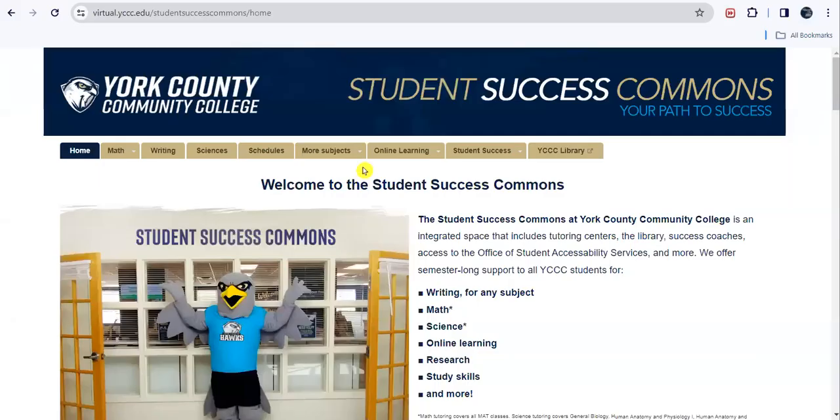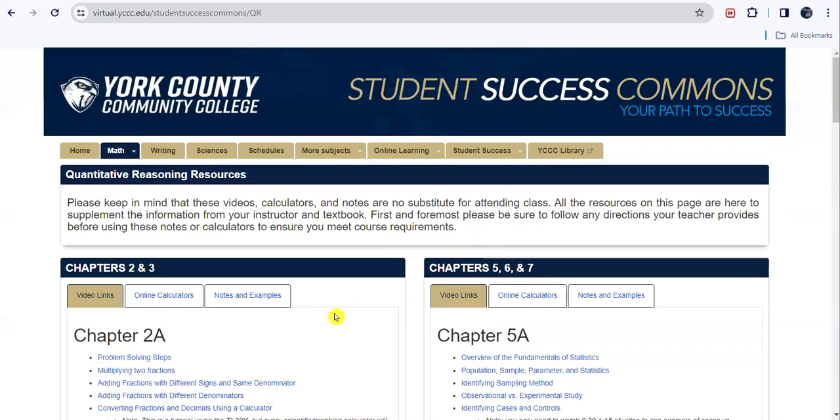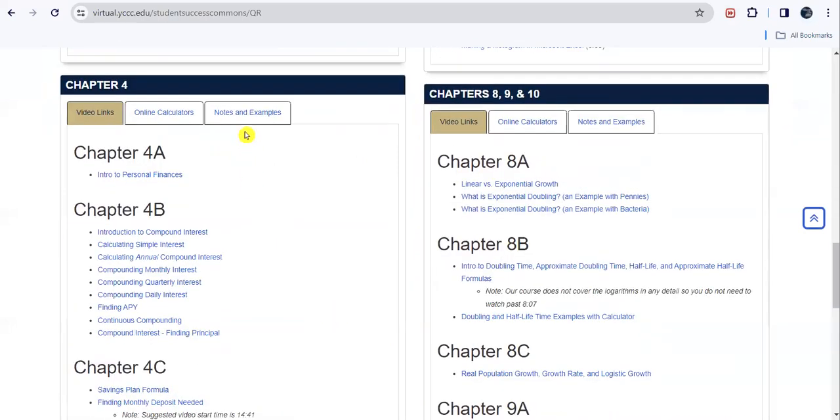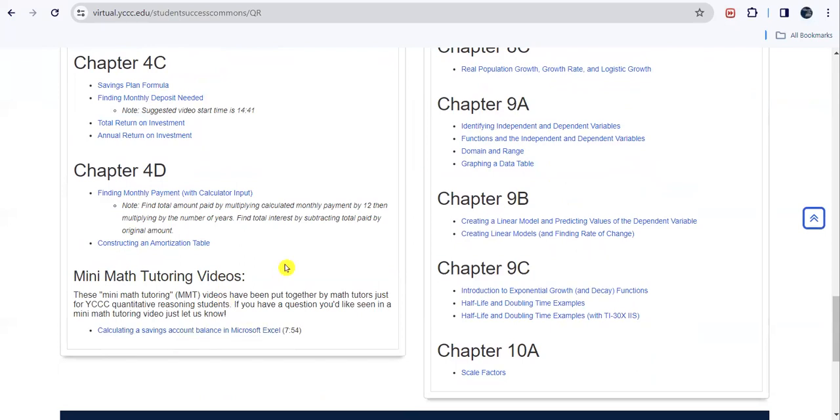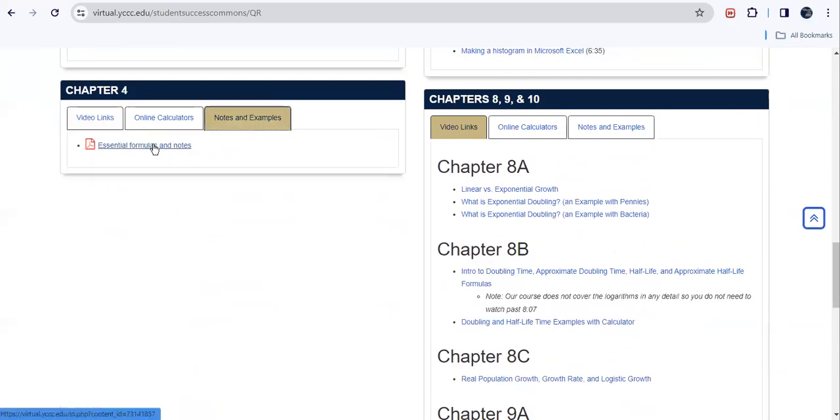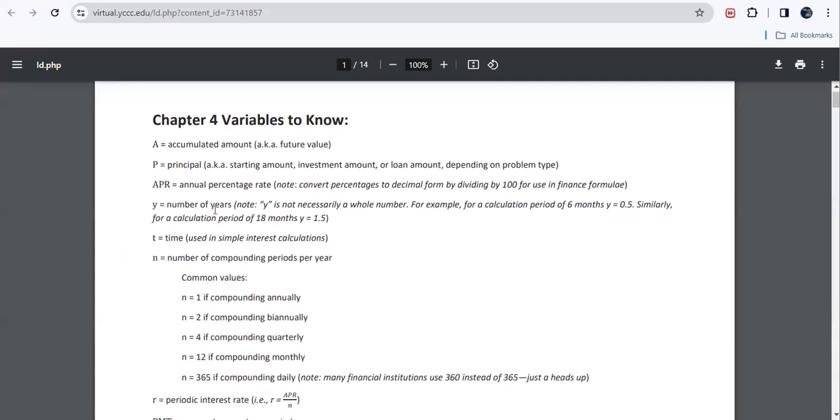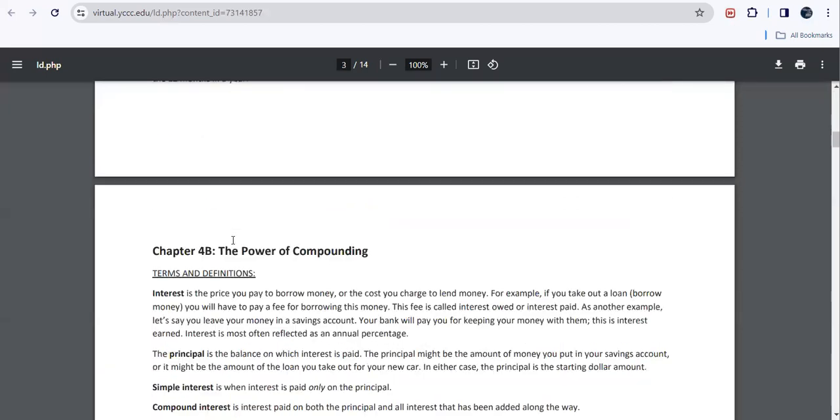So if you are not already familiar with the formulas for Chapter 4 in quantitative reasoning, you can always go to the SSC, go to our Chapter 4 section. There's a ton of videos here. This video will be here eventually. But we have our notes. This is great. We've got our list of variables to know, and everything is broken down by section.